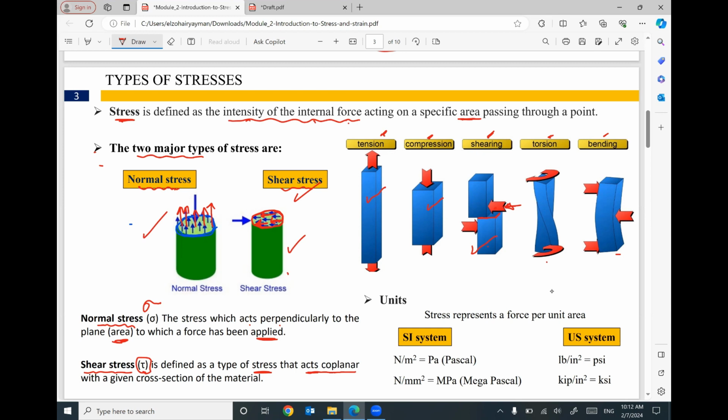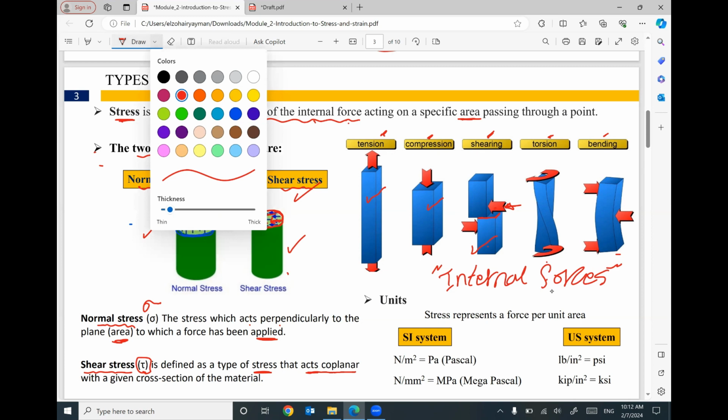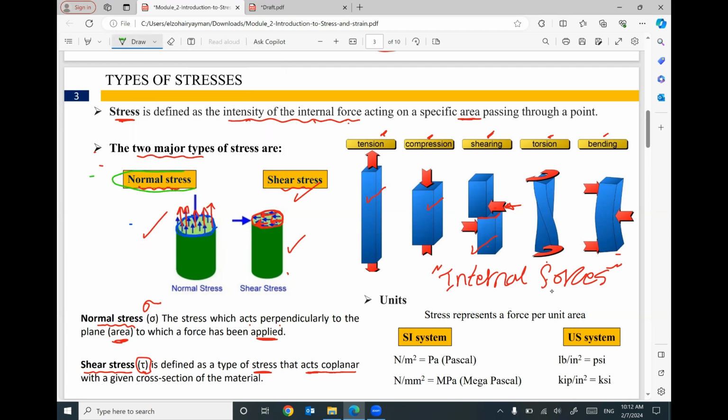So, just a reminder, we have different types of internal forces that we learned from engineering mechanics, statics. These internal forces will create stresses. These stresses can be normal stress or shear stress. Keep in your mind, if you have a tension force, it will cause normal stress. If you have compression force, it will cause normal stress. If you have shear force, it will cause shear stress. If you have torsion, it will cause shear stress. If you have bending moment, it will cause normal stress.